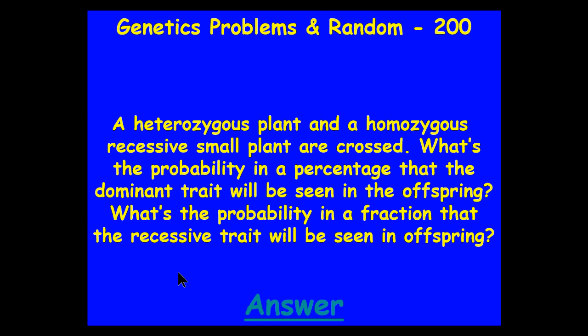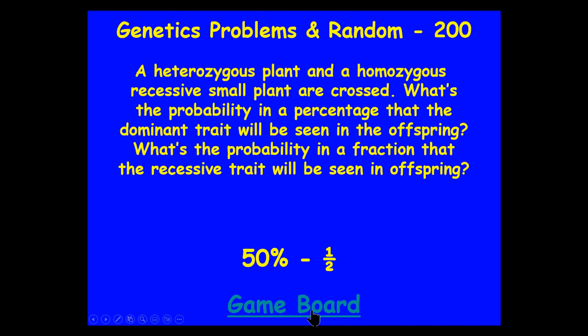Answer coming in 5, 4, 3, 2, and 1. All right, so 50% chance for the dominant, 1/2 chance for the recessive. If this problem sounds familiar, it's because we had one that was very, very similar to that.